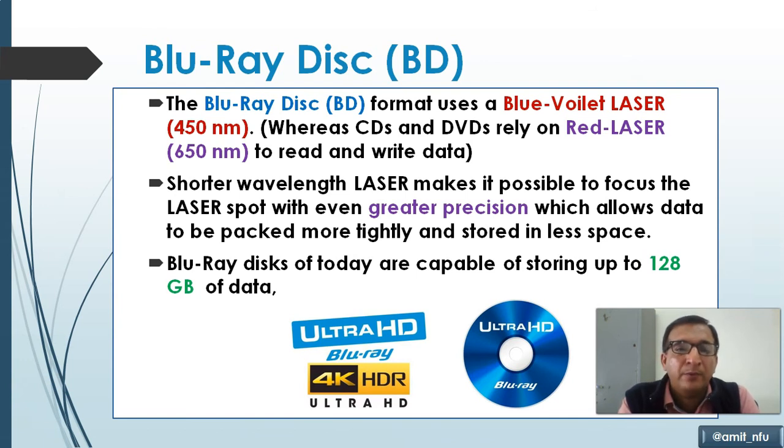So normally a Blu-ray disc comes in the capacity of 128 GB. As I already told you, it can store high definition or advanced audio video formats like 4K HDR or Ultra HD videos, which are common these days.